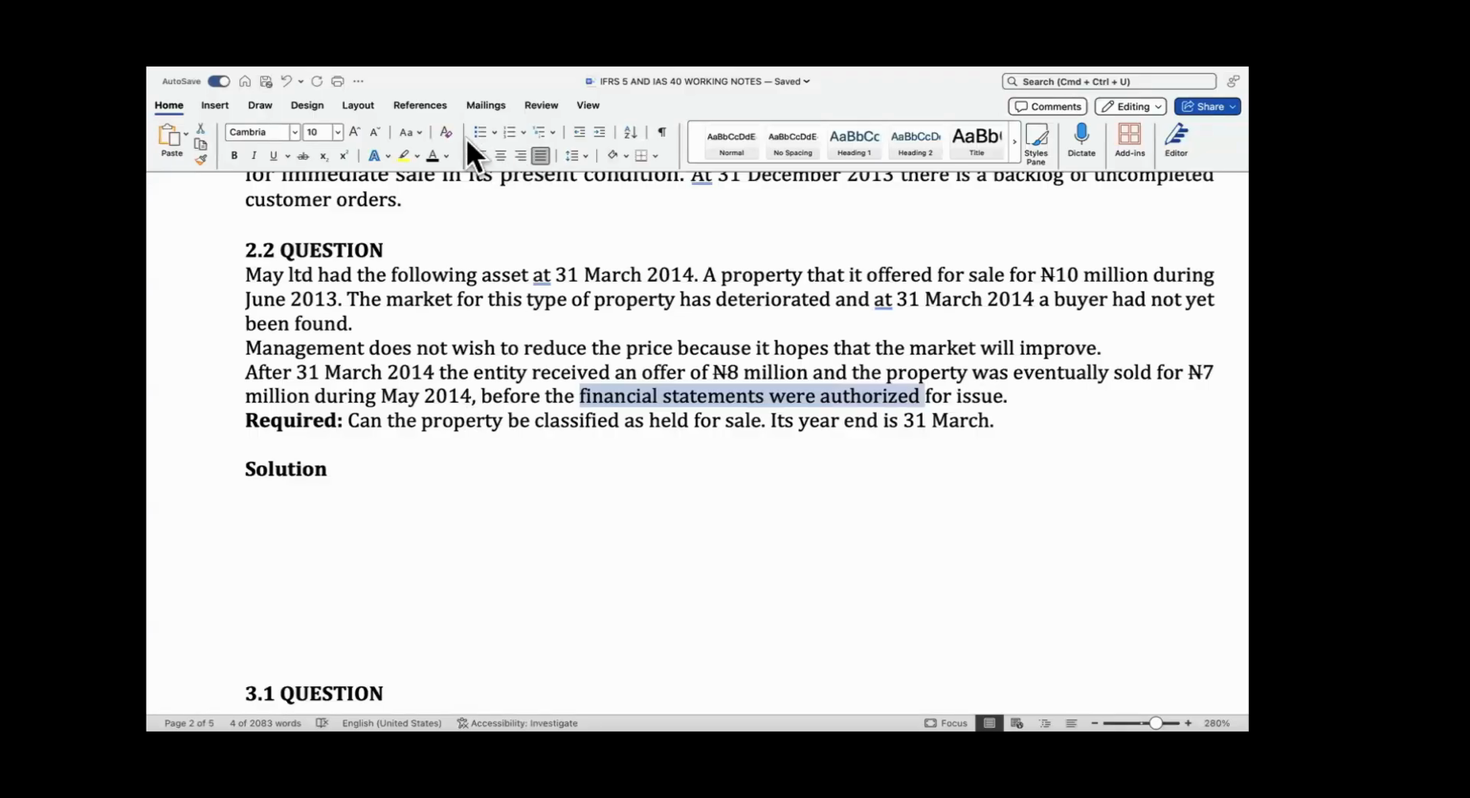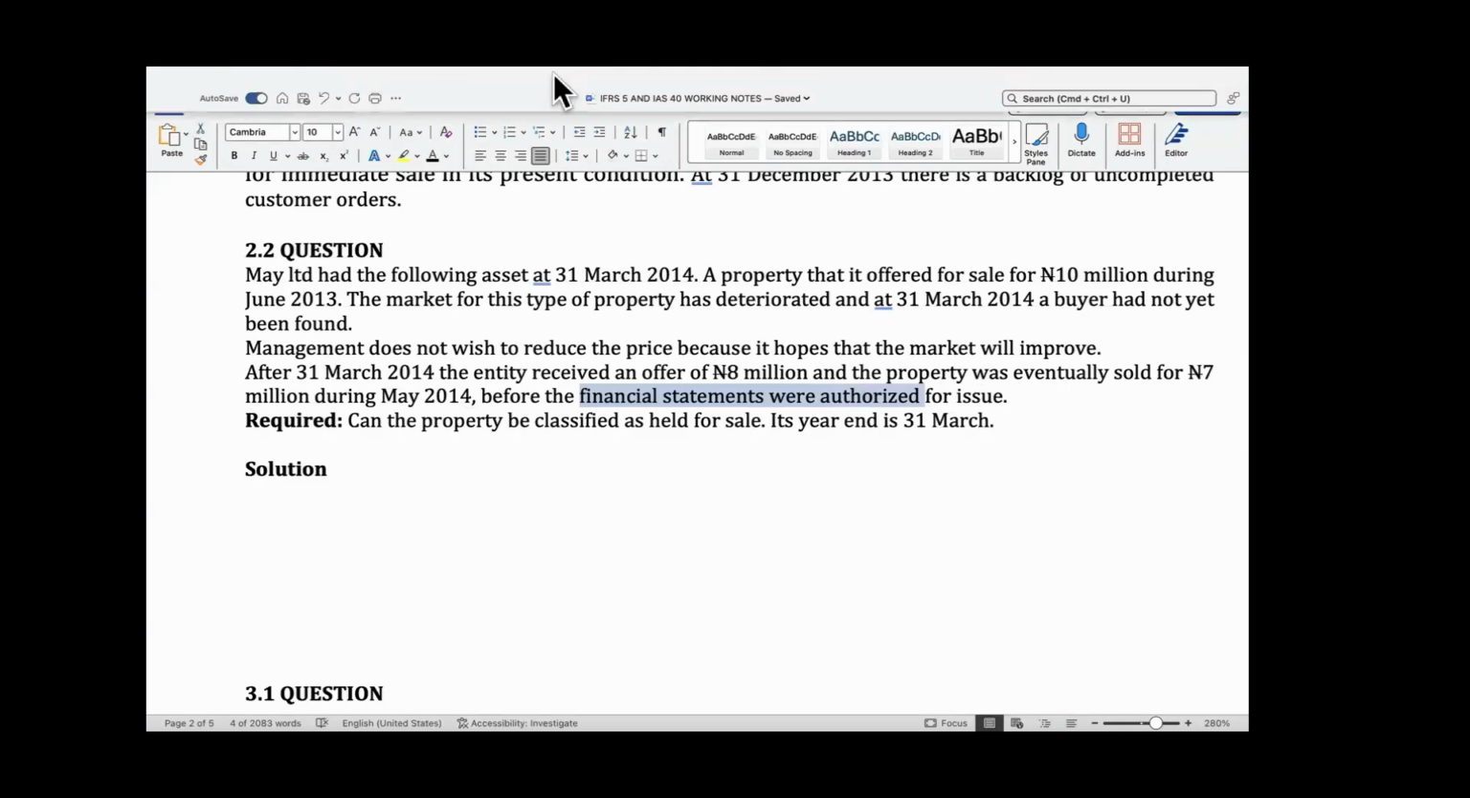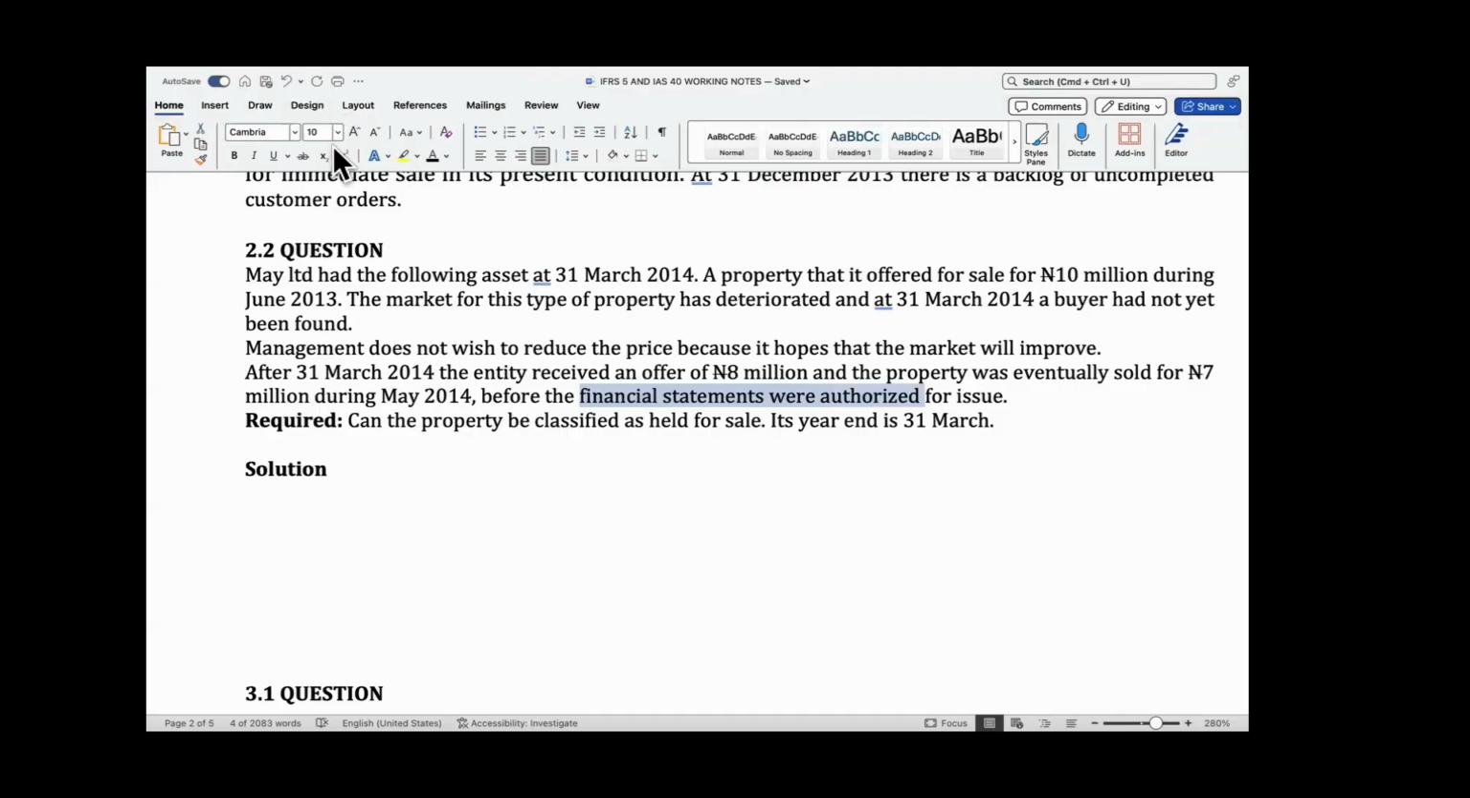Okay, let me allow you respond to this. Let me hear your opinion. Can we classify it as held for sale as of March? No, sir. Why? Because at 31st March, the management has not made proper provision for advertisement or the promotion for the property to be sold.